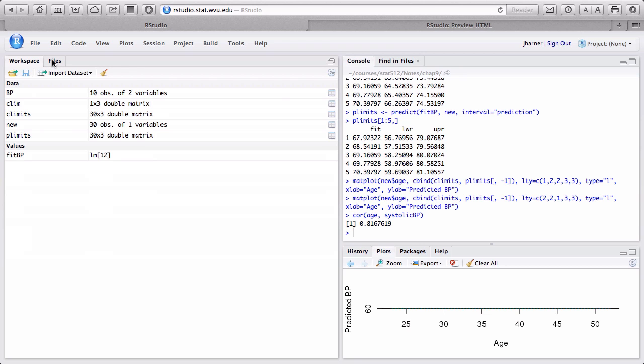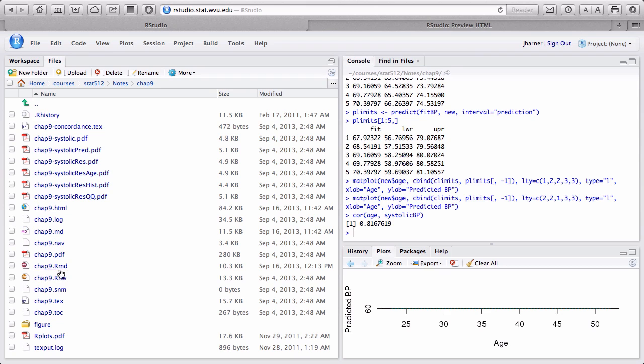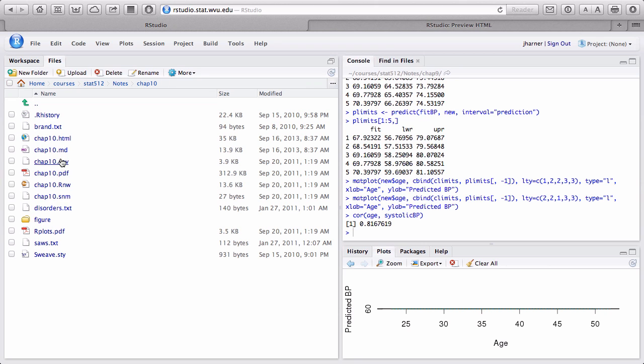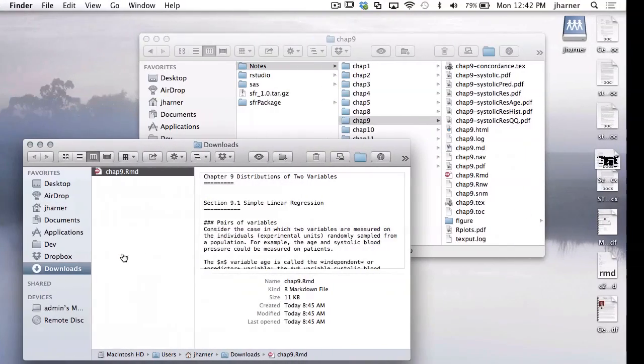Okay, now I'm going to go into Chapter 10. We're going to start talking about the one-way analysis of variance.